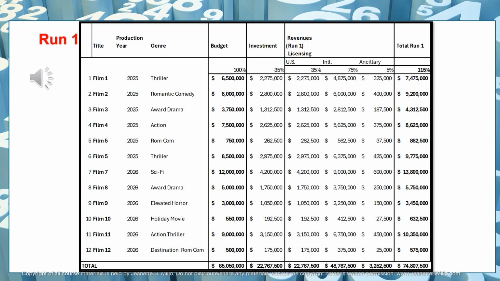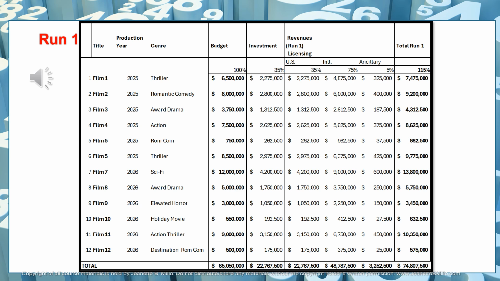So again, this next movie is a romantic comedy for $8 million. We're financing it again with 35% of the budget with equity. And then the US is generating 35% in run one, international 75%, and ancillary 5%. So altogether with this $8 million movie, we're making $9.2 million in the first run. Film 3 is an Academy Award-winning drama at $3,750,000. And here we are also generating for this movie in the end, in the first run, $4,312,500.